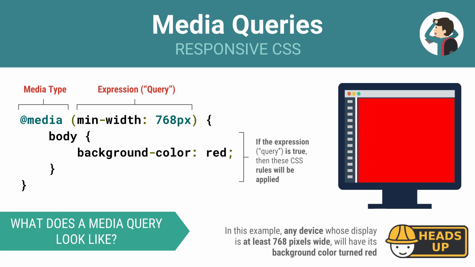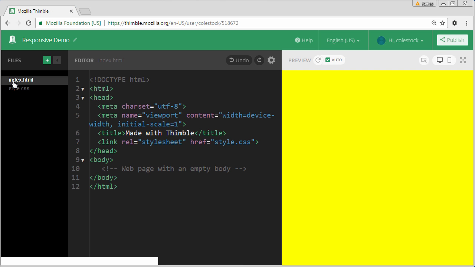This is what a media query looks like. It has a media type and an expression. This expression needs to be satisfied in order for the rules to be applied. In this case, any device that has a viewing area of at least 768 pixels will have its background color turned red. Let's take a look at a demo.